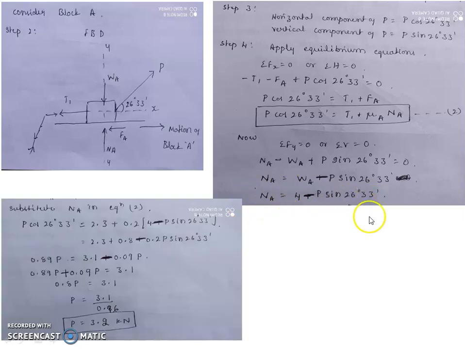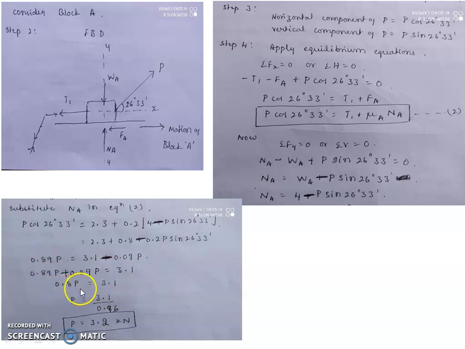Now I will substitute this NA in this equation. Here NA is there now. For this NA, I will substitute this: NA is equal to 4 minus P sin 26 degree 33 minute. I substituted here for NA, this is mu, this is WA. My equation becomes like this. Then after simplification, my equation reduces to this form.